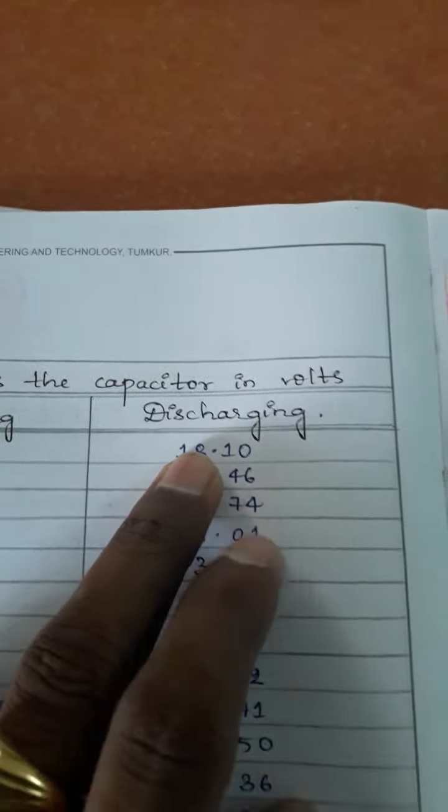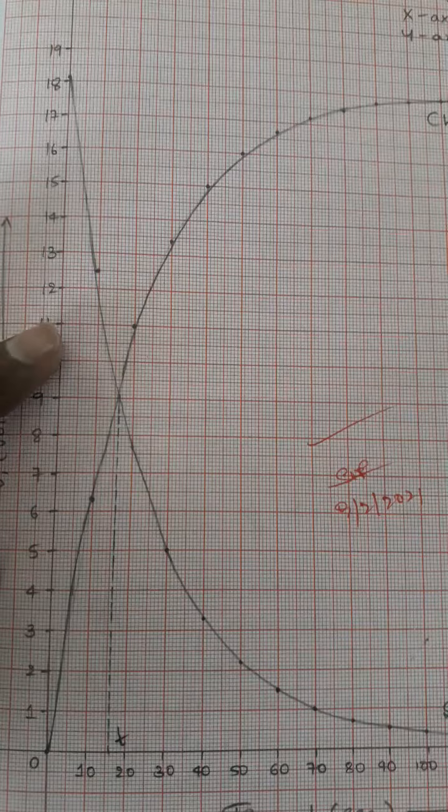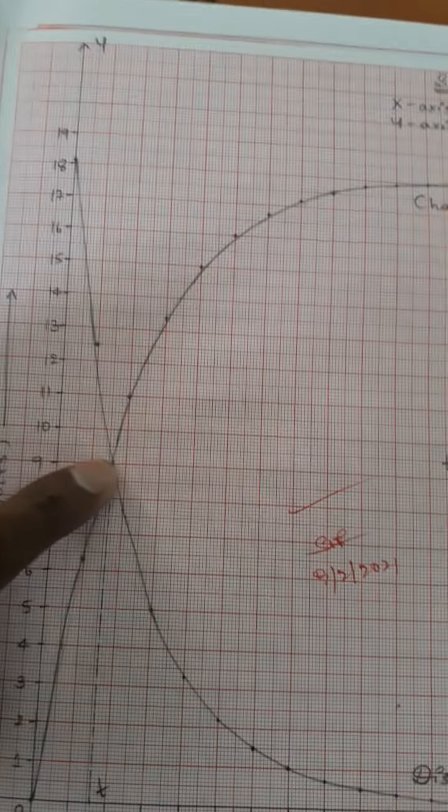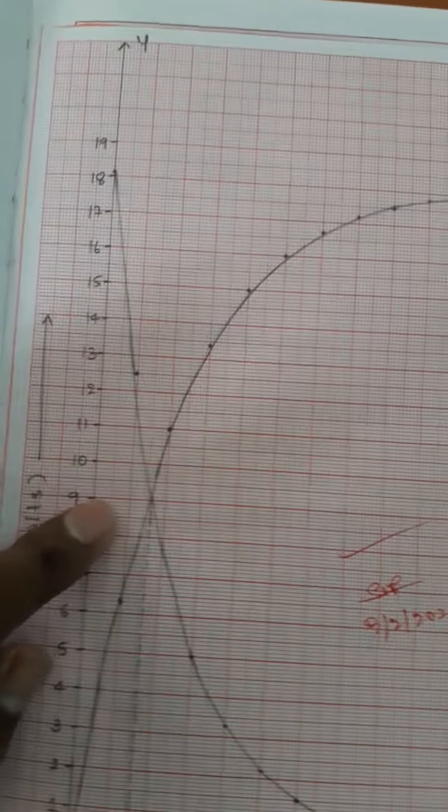Where those two curves intersect, that is the half time, the time at which the potential falls to half of its initial value. The intersection point we take as the time t. Using that time we calculate the capacitance.